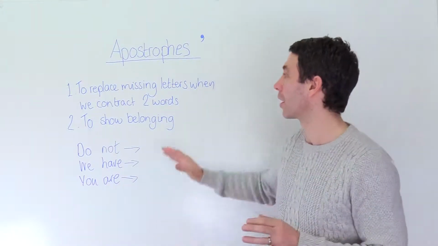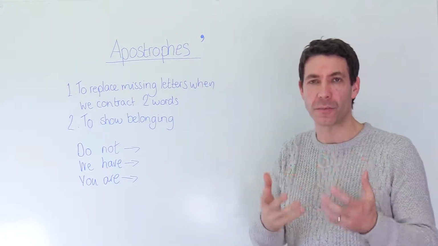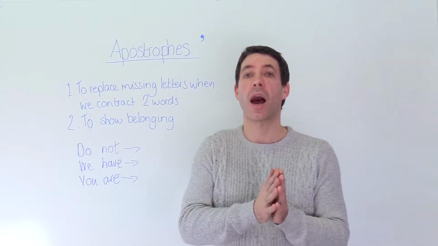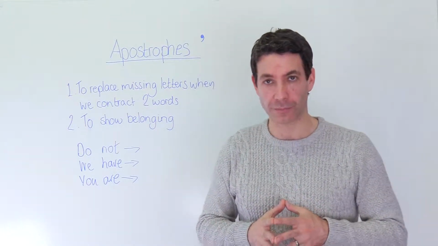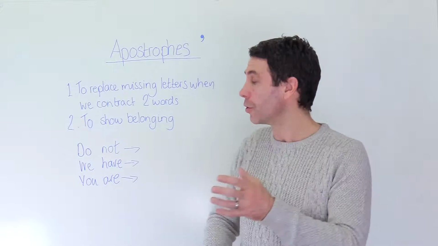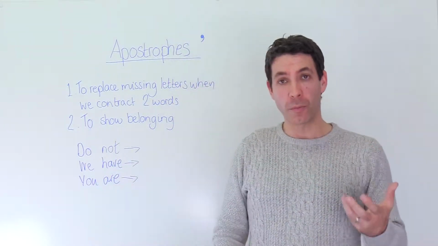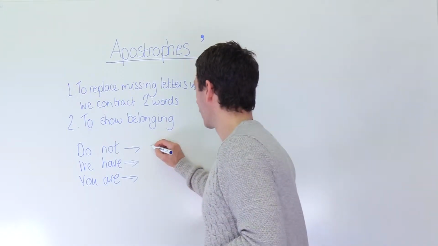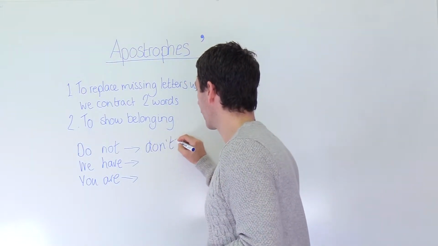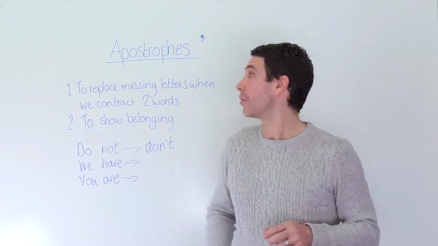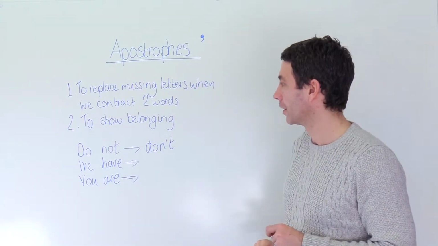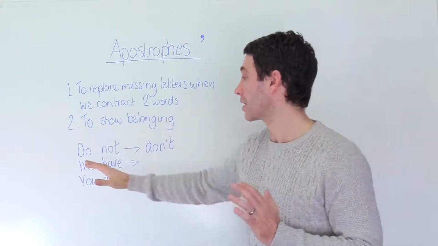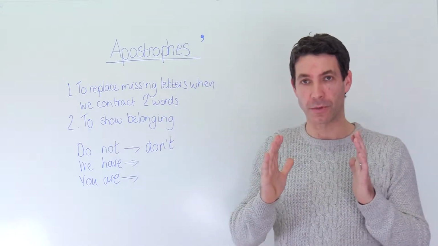Now we'll start by talking about the first one because that tends to be the easier one for us to get our heads around. So think of a sentence. I do not understand what you're saying. Now in spoken English, we wouldn't normally say do not. We would more typically say I don't understand what you're saying. So if we wrote it down, it would look like this. And in this scenario, we are using an apostrophe here to show the reader that we have removed a letter when we have contracted the two words do not into don't.